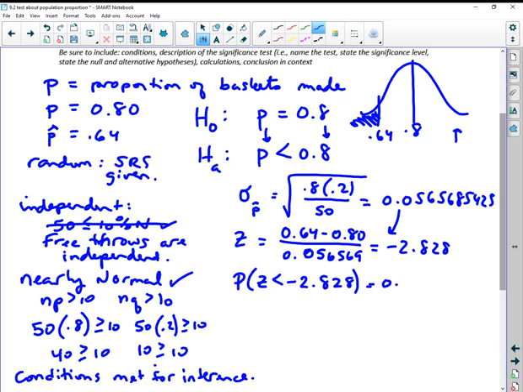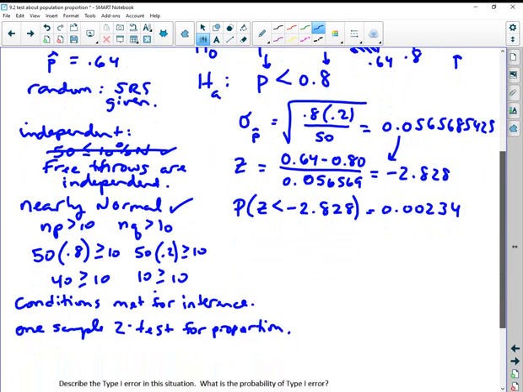So here's my p-value. I just found the p-value that is my evidence. Because it's so much lower than 0.05, that's some good evidence that I can reject the null, and I'm really thinking that he does not shoot 0.8, that he's probably lying to me.